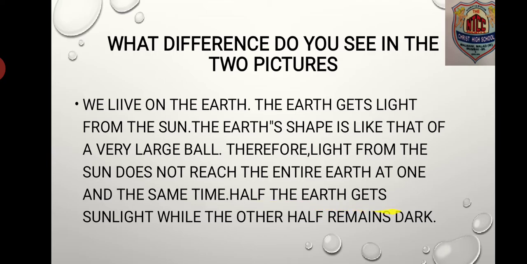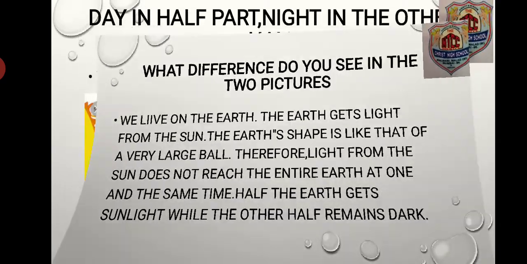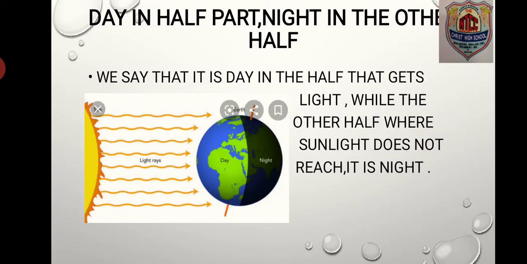Half the earth gets sunlight while the other half remains dark, and that is why the portion in which the earth gets light is the daytime, and the other half which is not receiving the light is the dark time, or we can say night time. Day in half part, night in the other half.